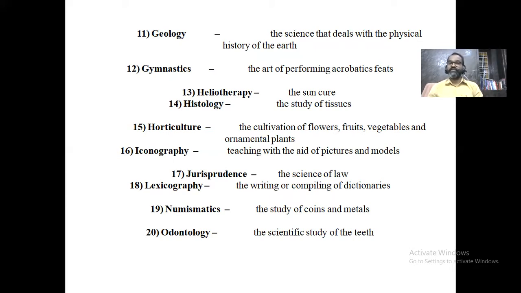Heliotherapy is the sun cure. People say sun bath, sun cure. People go out in the sun because the sun gives us vitamin D directly, without any tablets or supplements. That's called heliotherapy. And histology is the study of tissues, not history. History is different: the study of the background of the people, like who ruled us. Histology is the study of tissues.